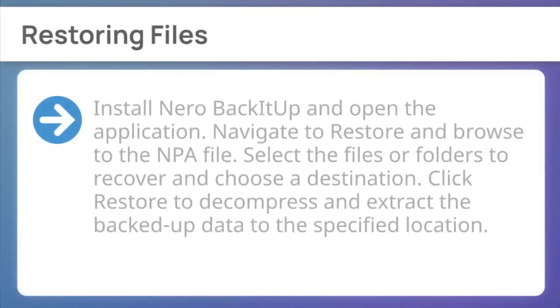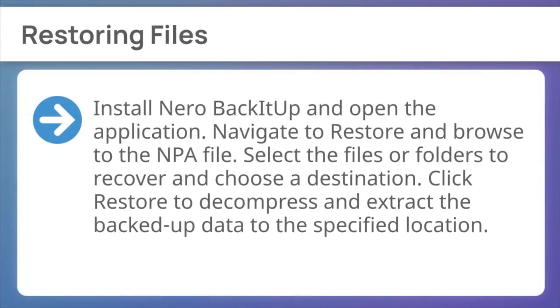First, restoring files. Install Nero BackItUp and open the application. Navigate to Restore and browse to the NPA file. Select the files or folders to recover and choose a destination. Click Restore to decompress and extract the backed up data to the specified location.